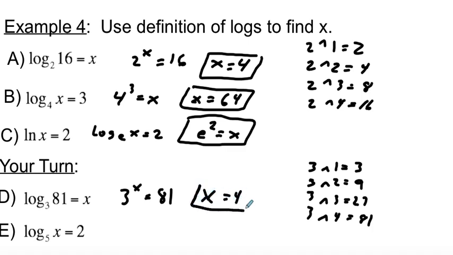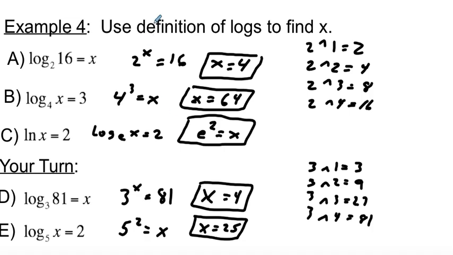Because 3 to what power is 81? It's 4. All right, and letter E here, it's 5 to the second equals x. What is 5 to the second? Oh yeah, that is 25. So x there is 25.